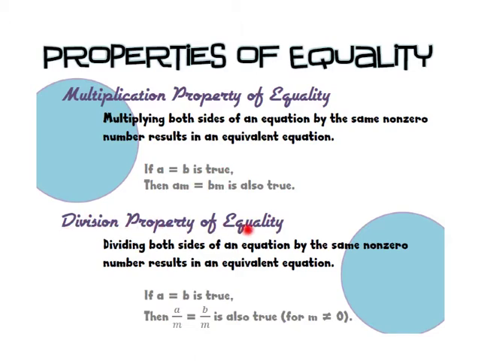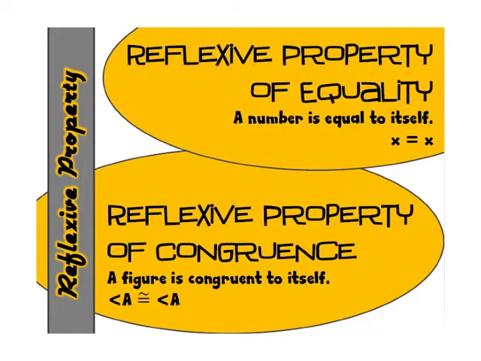The division property of equality states that dividing both sides of an equation by the same non-zero number results in an equivalent equation. So here, if a equals b, then a divided by m will equal b divided by m for any m that does not equal 0. The reflexive property of equality states that a number is equal to itself, x equals x. Think of looking in the mirror. You see your reflection. You see yourself.